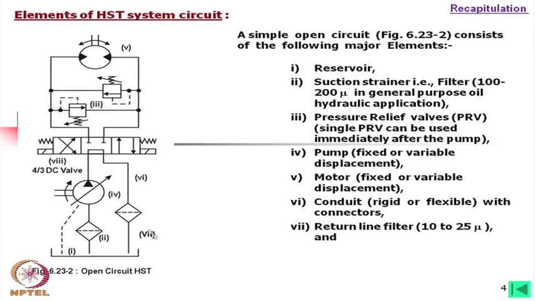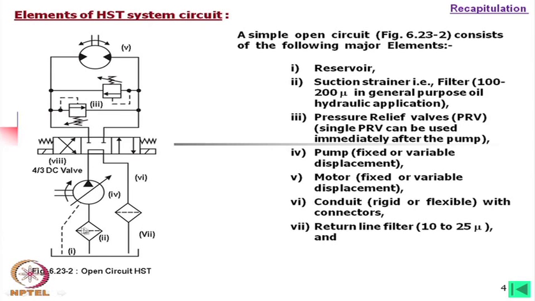Then the return line filter, this is usually 10 to 25 micron. Now, why is it like that? Actually, this strainer, practically it is not required. Only, due to safety reason we put it there. That means, if there is any big particle, that should be filtered, otherwise the pump will be damaged. But actual filtration is done in the return lines, because why in the return lines?